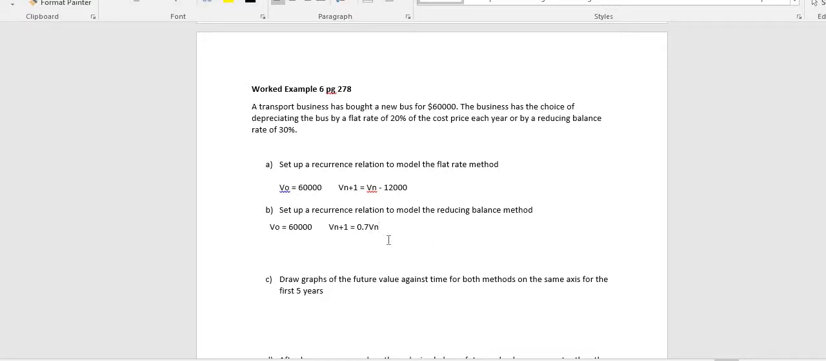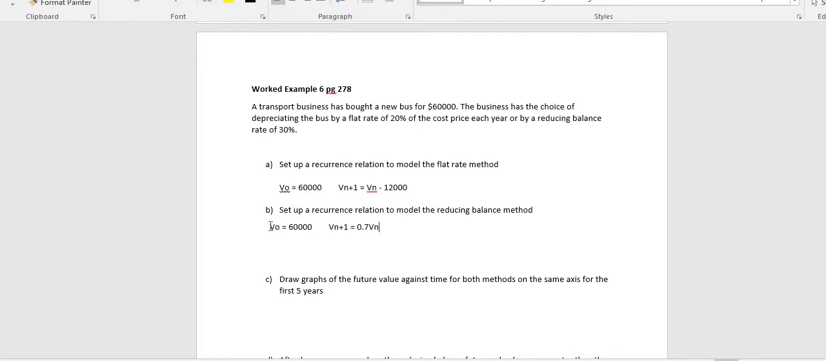All right, now that's the big difference between flat rate and reducing balance. Flat rate up here, we're coming down by $12,000 every year. You're coming down by the same dollar amount every year. With reducing balance, you're coming down by the same percentage of the previous value each year. So every year you're losing 30% of your value, so 0.7, okay. Because you're coming down by 30%, that's why it's 0.7, 1 minus 30 over 100, okay, 0.7.